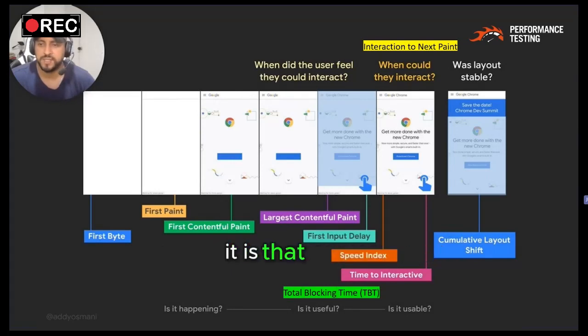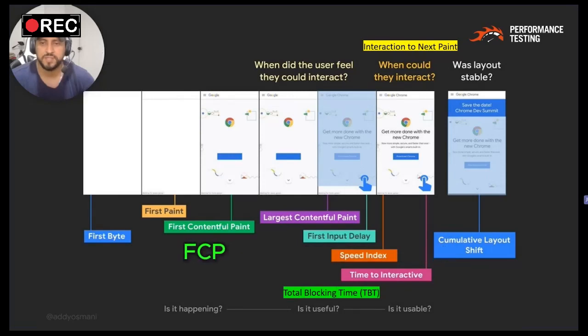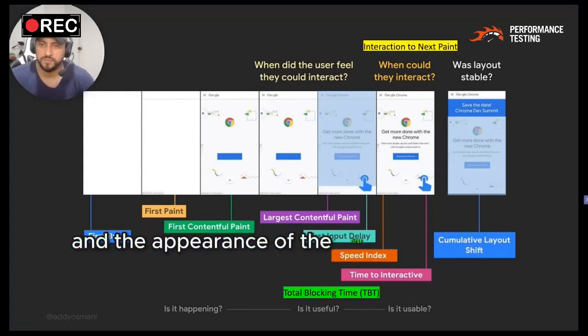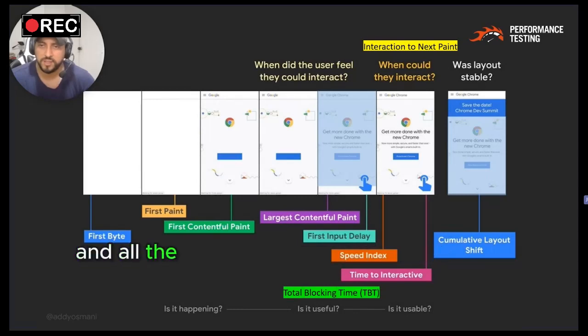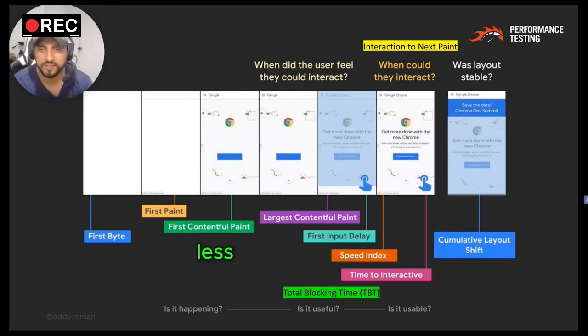It is that simple. We have the First Contentful Paint. FCP is the time span between the start of loading a web page and the appearance of the first content on the screen. This content includes text, images, including background images, and all the content that makes your site great. Less than 1.8 seconds works to have a good performance.